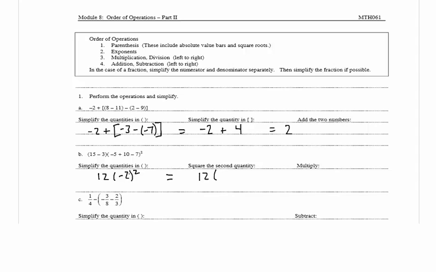times negative 2 squared, which is equal to 4. And now 12 times 4 is equal to 48.